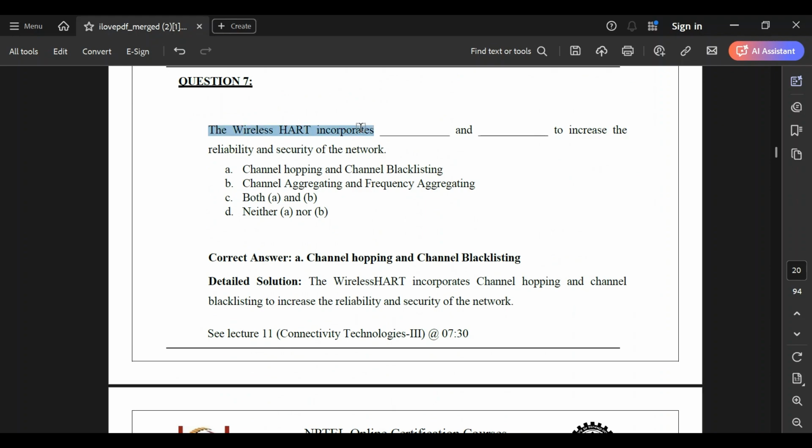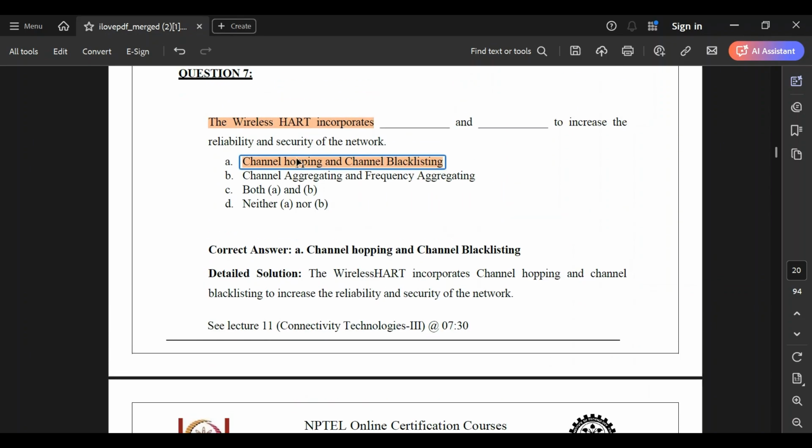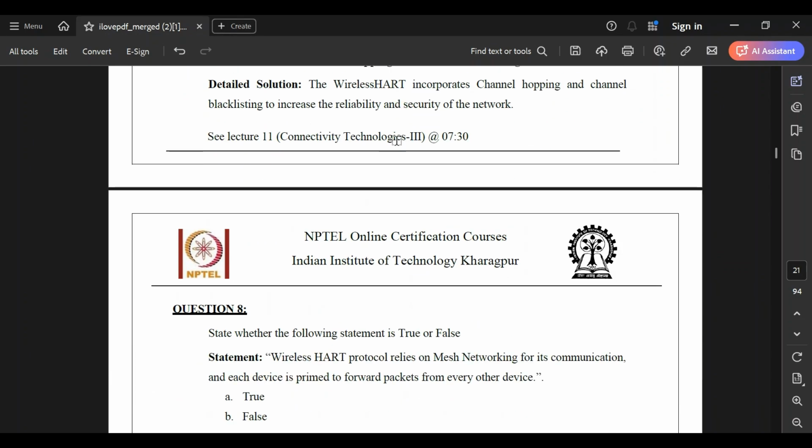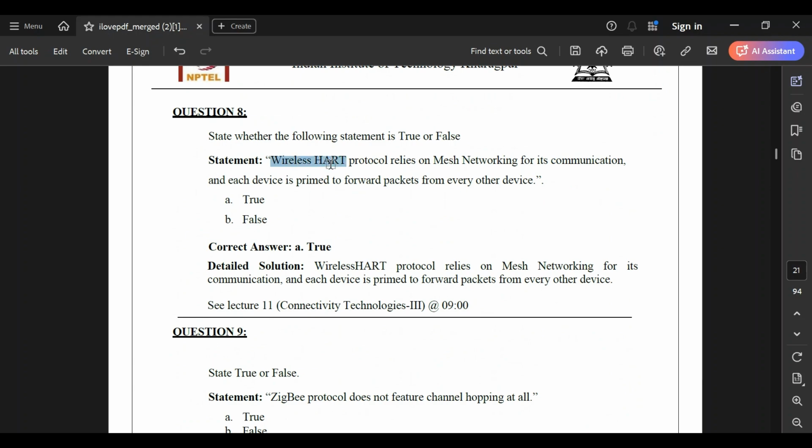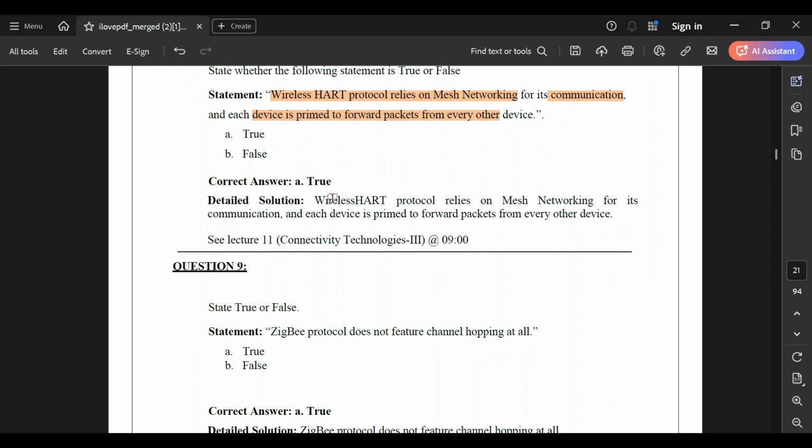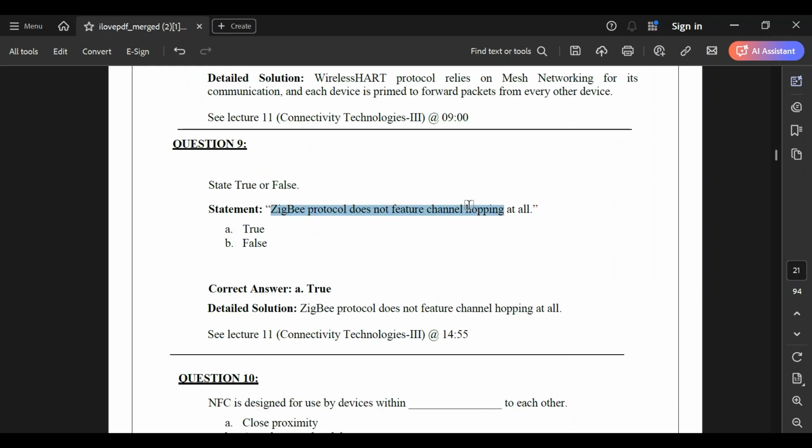The wireless HART incorporates channel hopping and channel blacklisting to increase the reliability and security of the network. Moving to the next question, wireless HART protocol relies on mesh networking for its communication, and each device is permitted to forward packets for every other device. It is true. Zigbee protocol does not feature channel hopping at all.